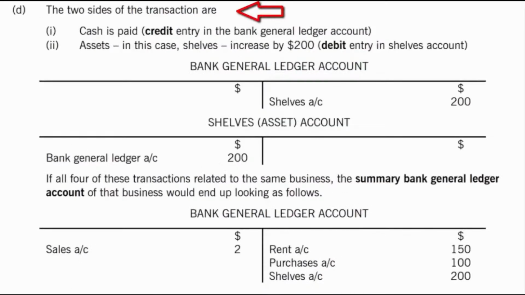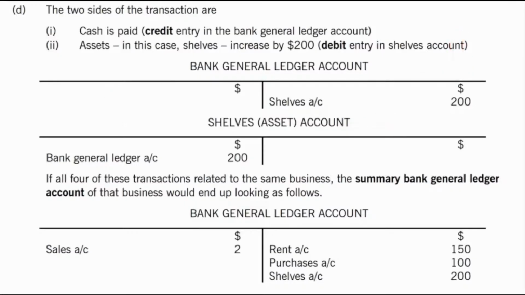Transaction D. Buying shelves for $200 in cash. What happens? The business buys shelves, which are considered a non-current asset. Cash decreases, but the shelves account, another asset, increases. 1. Cash account, asset. Cash decreases because it was used to pay for the shelves. This is recorded as a credit. 2. Shelves account, asset. The shelves account increases to reflect the purchase. Assets increase with a debit. Recording in ledger accounts. Bank general ledger account, cash, credit $200. Shelves account, debit $200.